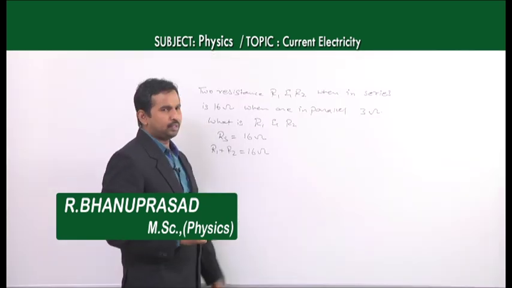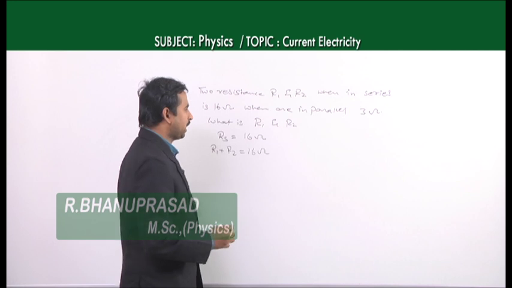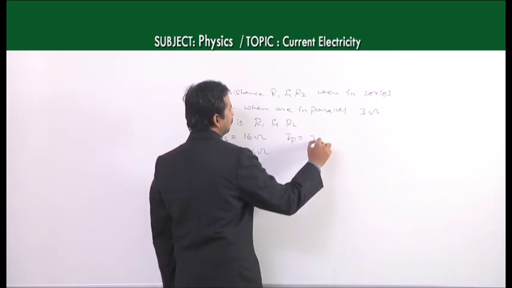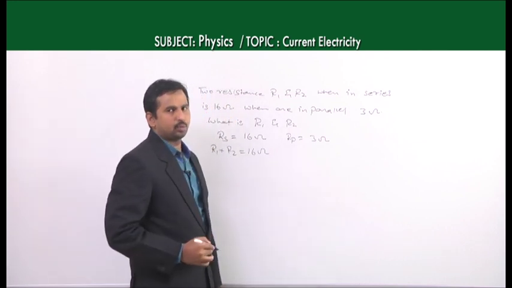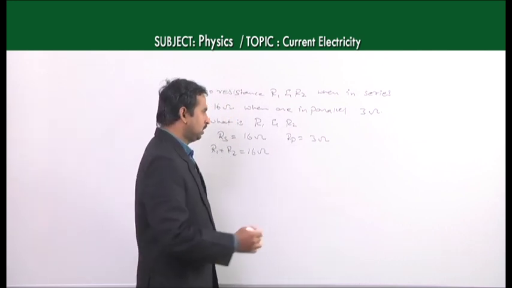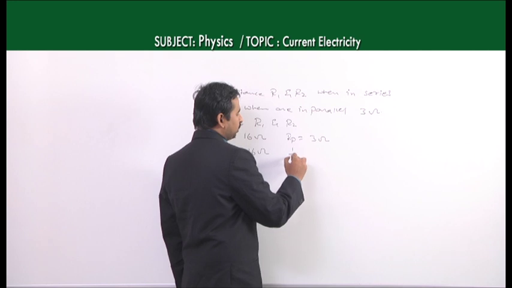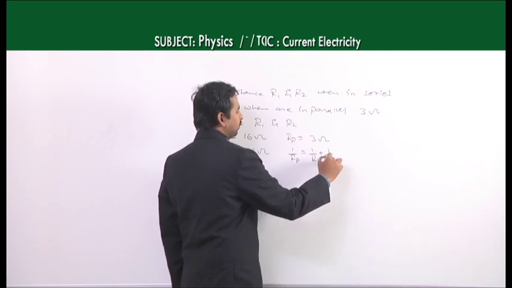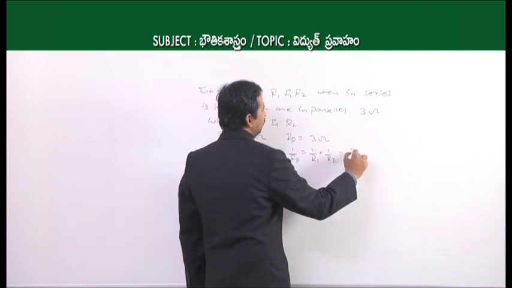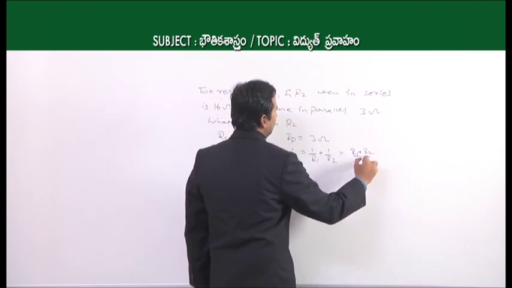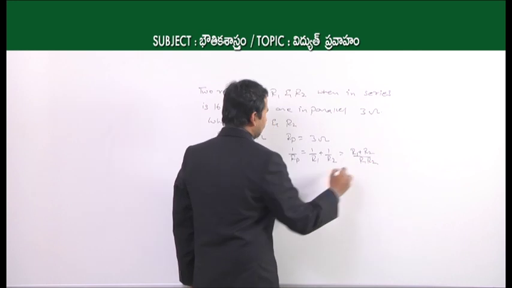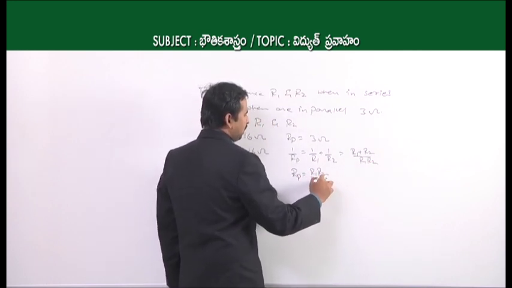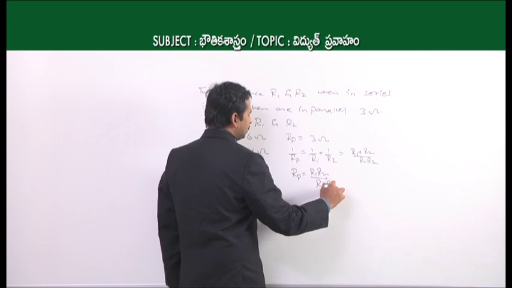And in the same way, if you are taking the case of this parallel connection, where the Rp value is given as 3 ohms, then we know that 1 by Rp is equal to 1 by R1 plus 1 by R2, which is R1 plus R2 by R1 R2, and so Rp becomes R1 R2 by R1 plus R2.